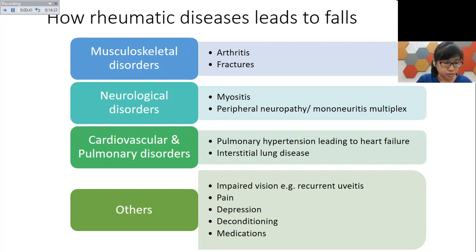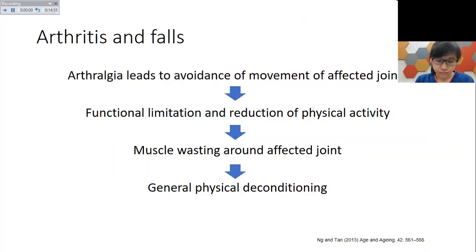Other reasons such as impaired vision due to recurrent uveitis, pain from arthritis, associated depression in rheumatic diseases, deconditioning due to prolonged state of arthritis or myositis, or medications used to treat rheumatic diseases can also contribute to falls. Let's look at how arthritis leads to falls in more detail.